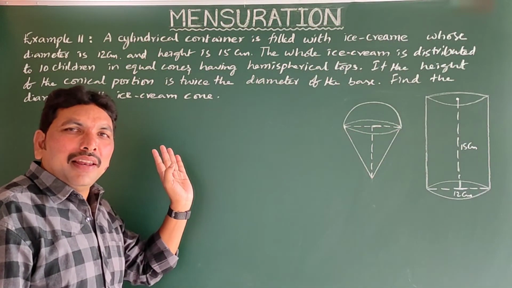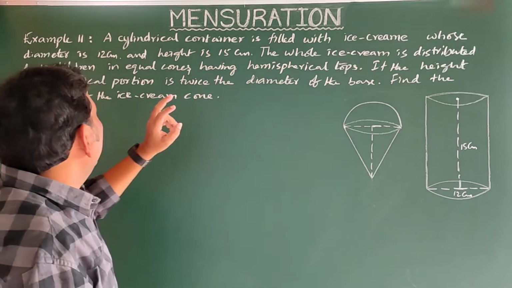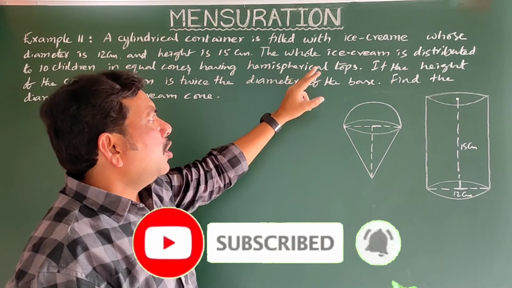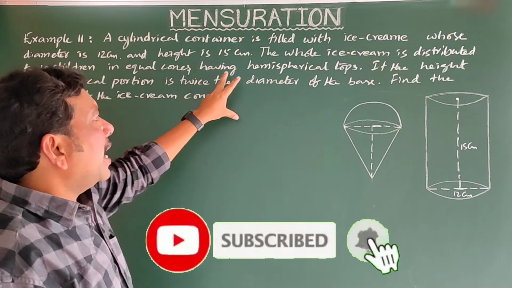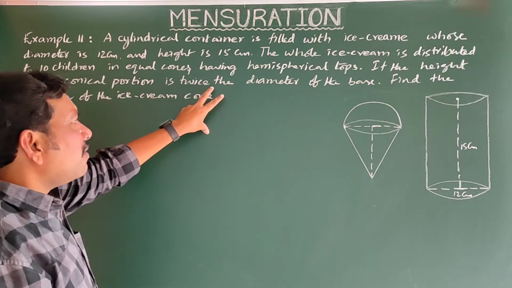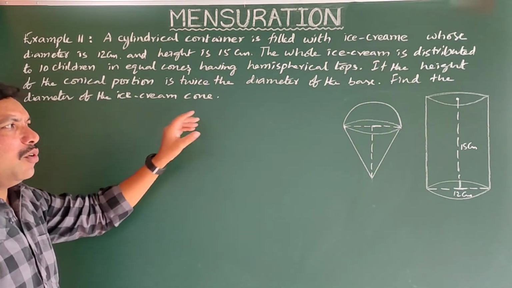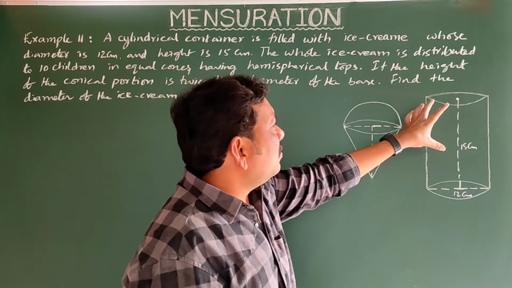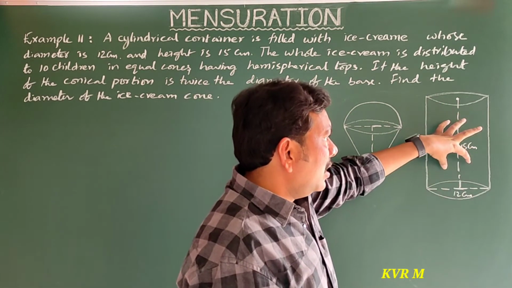Next, example 11. A cylindrical container is filled with ice cream whose diameter is 12 centimeters and height is 15 centimeters. The whole ice cream is distributed to 10 children in equal cones having hemispherical tops. If the height of the conical portion is twice the diameter of the base, find the diameter of the ice cream cone.